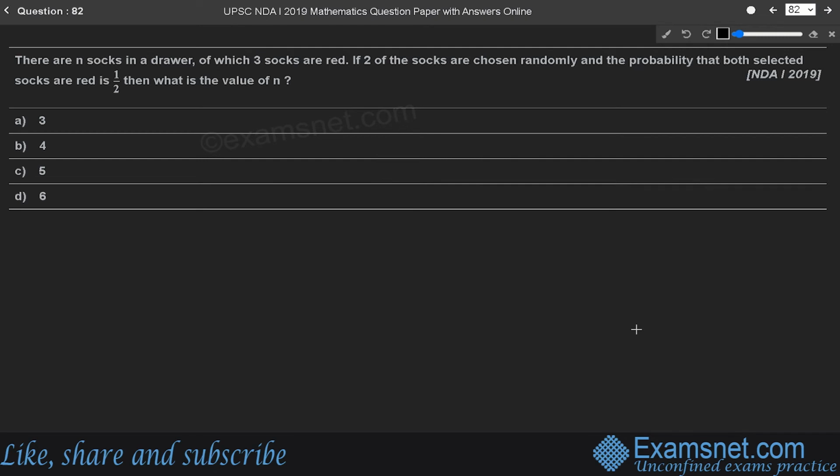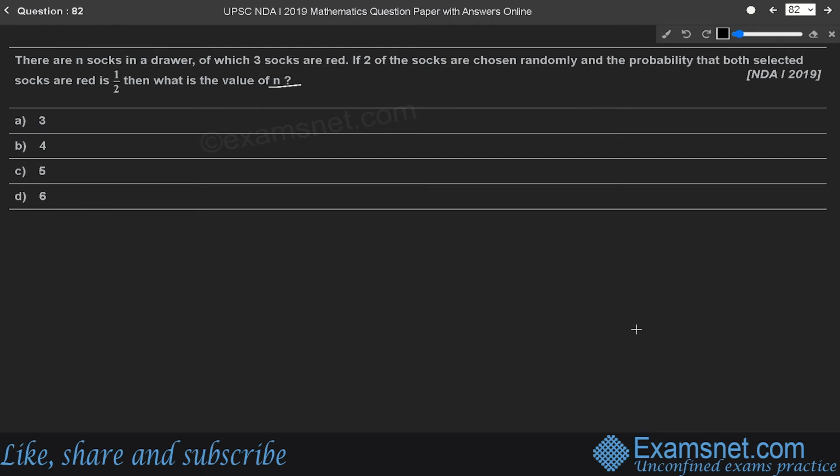Next question is, there are n socks in a drawer of which 3 socks are red. If 2 of the socks are chosen randomly and the probability that both selected socks are red is 1 by 2, then what is the value of n? In this question again we have to find the value of n, and it comes from the probability part.